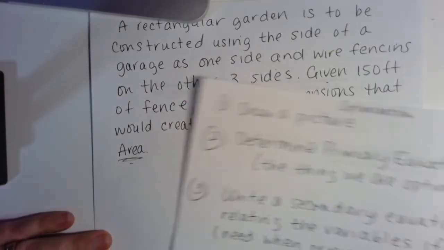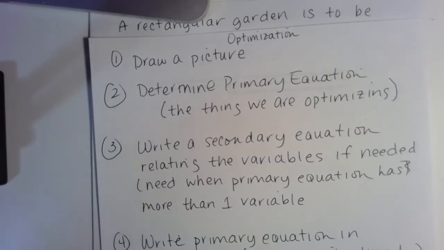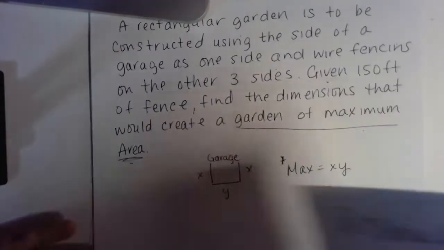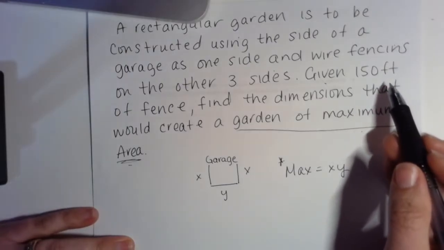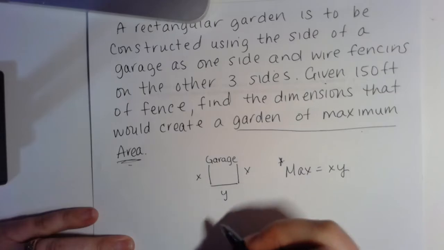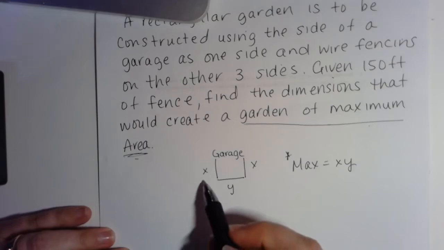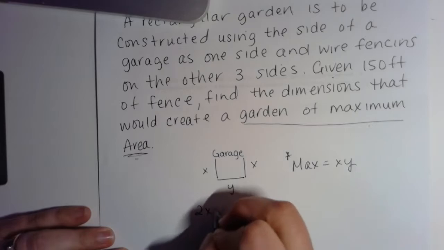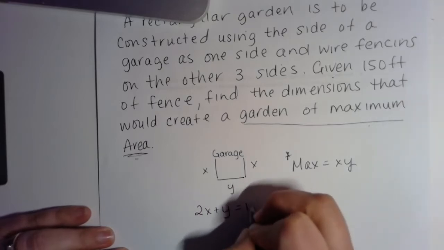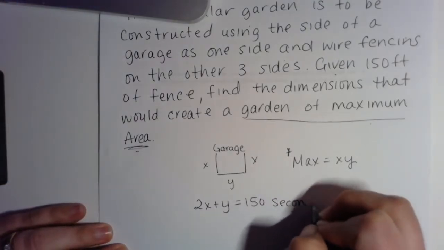All right, so now we need to write a secondary equation relating the variables if needed. This is needed when the primary equation has more than one variable. So the secondary equation must be something to do with the 150 feet of fence. When I put fence up around something, that really goes around the perimeter. So if I look at this picture, the perimeter is just the sum of all the sides, so that would be 2x plus y, and I have 150 feet of fence. So this is my secondary equation.